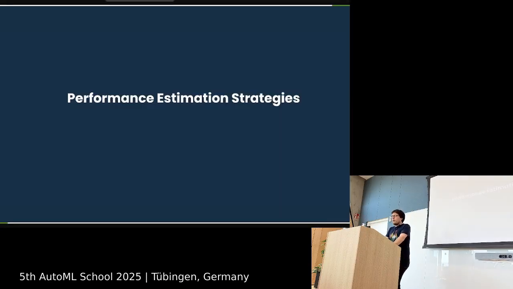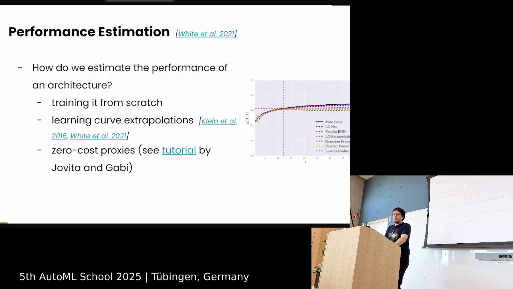Okay, I need to hurry up a little bit. I briefly mentioned it in the previous slide. Performance estimation is another big topic in NAS, where you try to estimate the performance of an architecture, and so far it was mostly by training it from scratch. But there are also other approaches like learning curve extrapolation, where you don't train until convergence, you just train it for a little bit, and then you have some extrapolation method that extrapolates how well the method works if I would train it longer. That's coming also from HPO land.